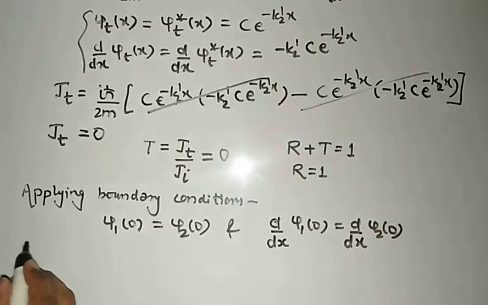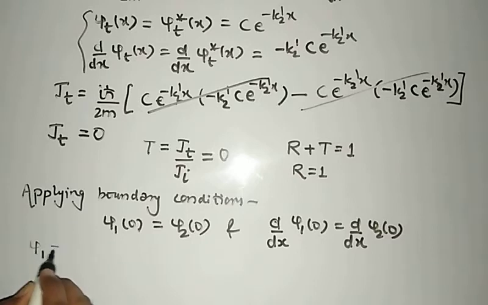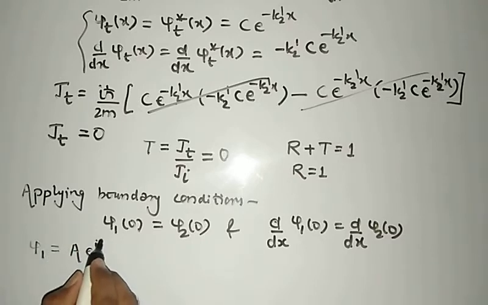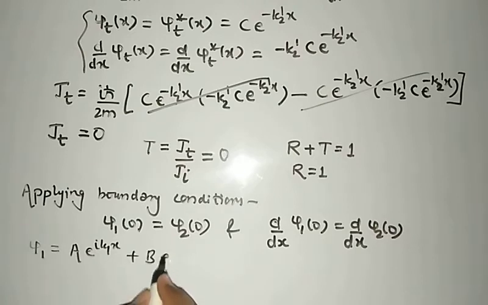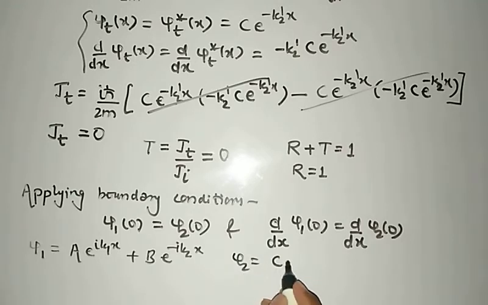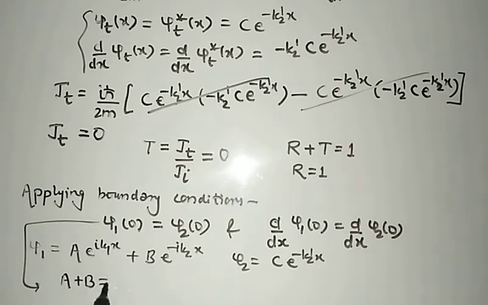So what is the value of ψ1? ψ1 was A e^(ik1x) plus B e^(-ik1x), and ψ2 is C e^(-k2' x). So when we put x equal to 0 and equate, using this relation we get A plus B is equal to C, and using the other relation we differentiate this one also, putting x equal to 0. So what do we find?